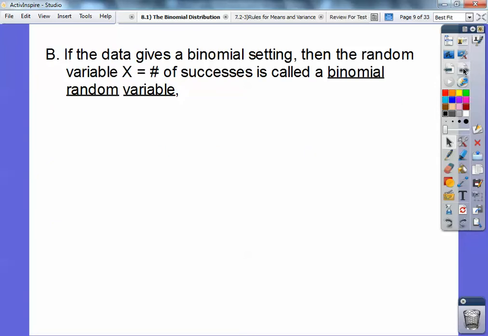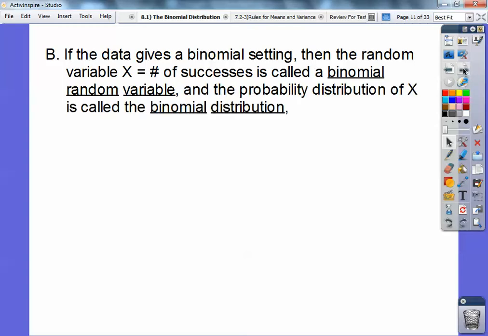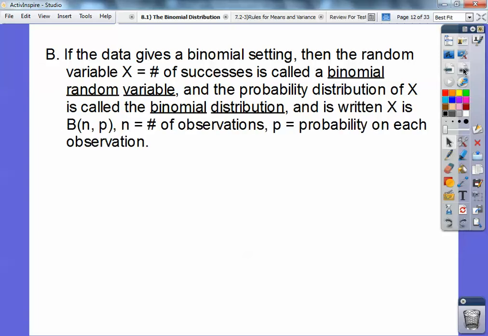If the data gives a binomial setting, which is those conditions we just discussed, then the random variable X, the number of successes, is called a binomial random variable. And the probability distribution of X is called the binomial distribution. Just some names. And we write it like this, with a B, which means binomial. The small n means the number of observations, and p is the probability for each one of those, which is the same. The big B stands for binomial.